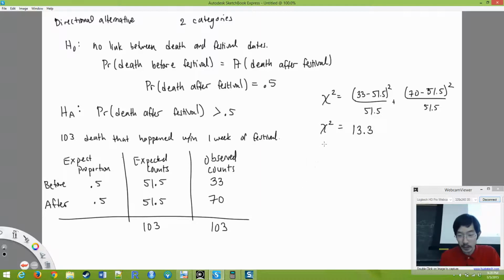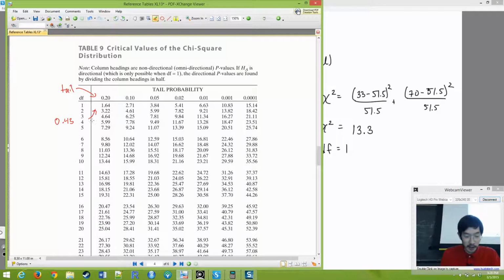All right, so we have 1 degree of freedom, the number of categories minus 1, and we have a directional alternative. So we go to our table and we're looking at 13.3 with 1 degree of freedom, and we find that it would go right here. So it's in between 10.83 and 15.14 for 1 degree of freedom. So our tail probability is between 0.001 and 0.0001.